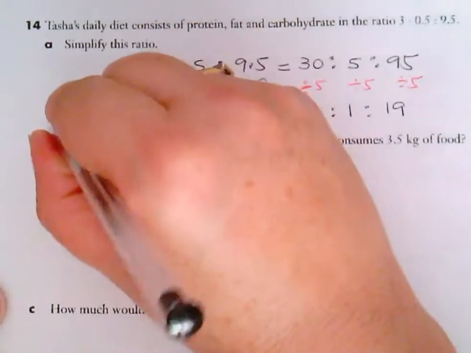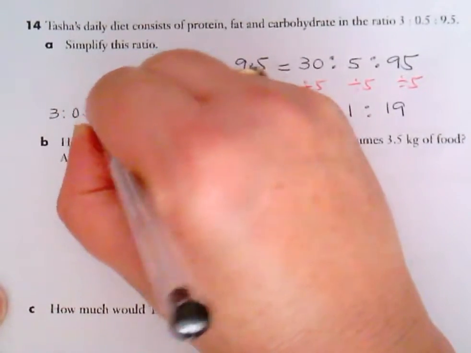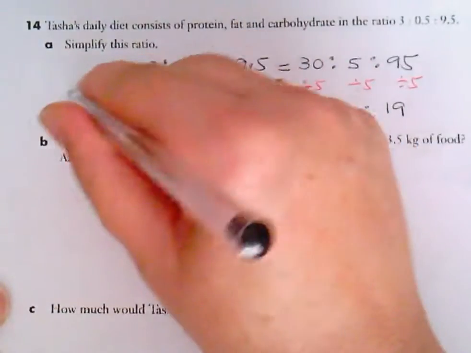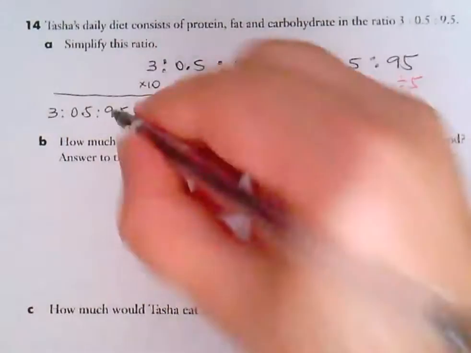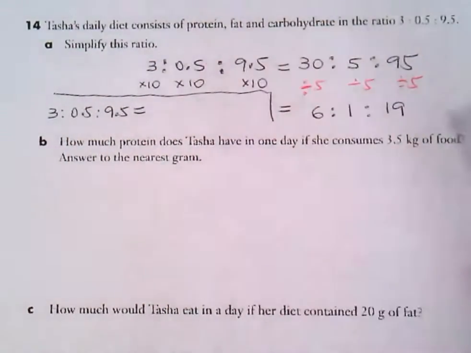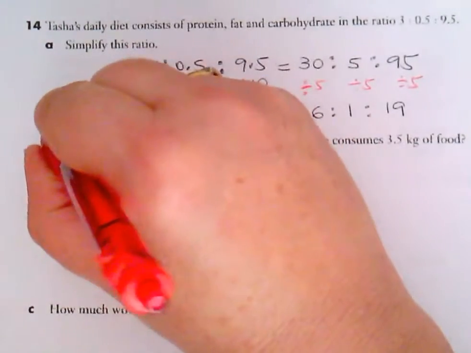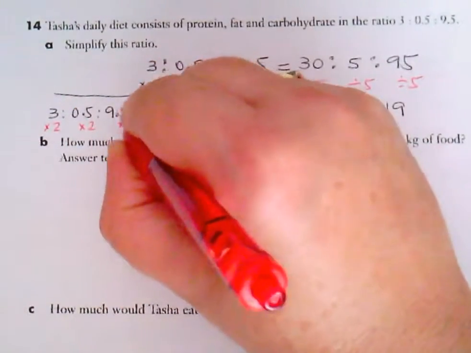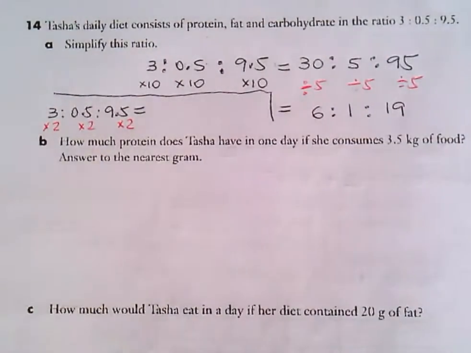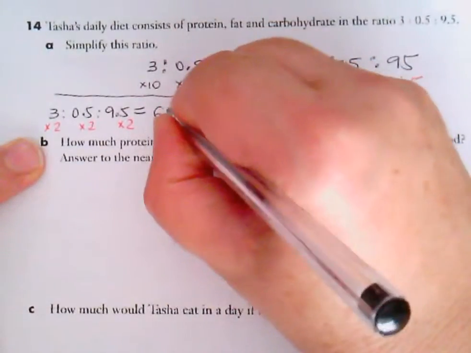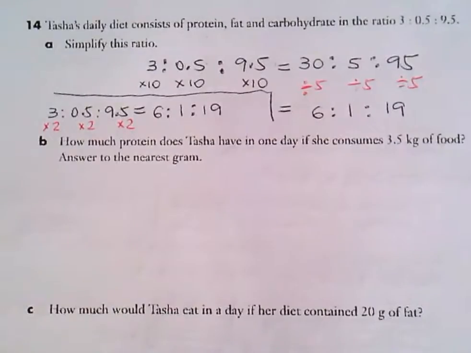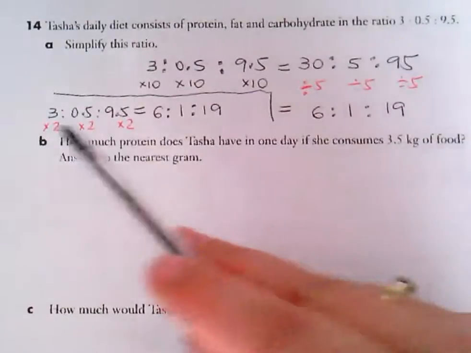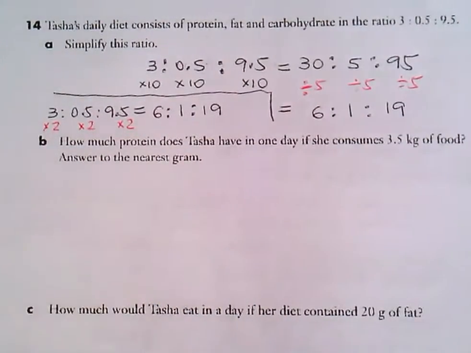Now, the other thing we could have done to simplify the ratio, 3 is to 0.5 is to 9.5, there was another way of doing this, and I'll just do it here. 2 halves make a whole. So instead of, say, multiplying by 10 here and then dividing by 5, the other thing I could have done was just multiplied by 2, because every time you multiply halves by 2, you get whole numbers. So 3 times 2 is 6, a half times 2 is 1, and 9.5 times 2 is 19. So that was another way of doing it. So if you ever see just halves in a ratio, you can just double everything, multiply by 2, and that will simplify the ratio for you.